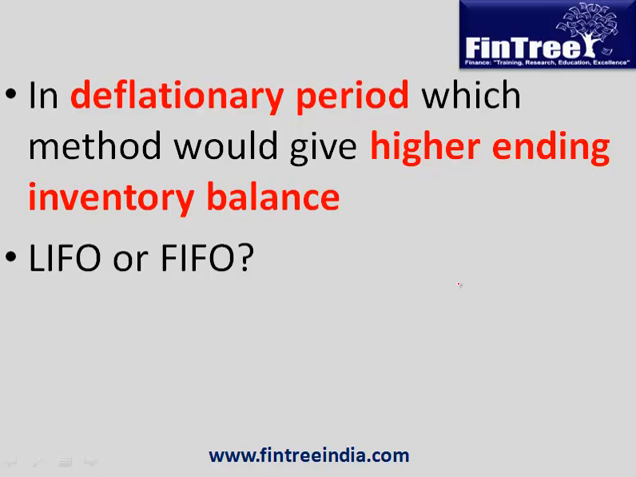See, last in first out, the last inventory that comes in will be cheaper, and that will go into COGS. So what remains would be the earlier inventory, which would be more expensive inventory. So it would give you a higher inventory balance. Should we move on?